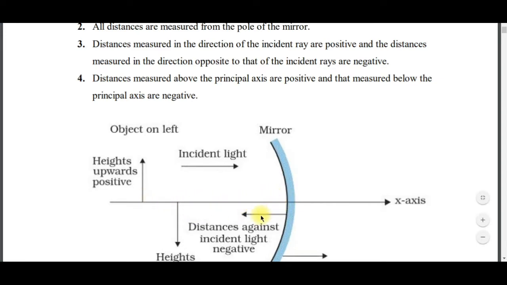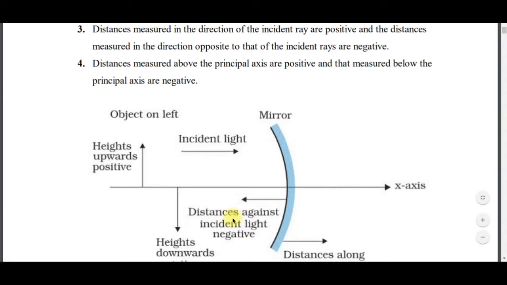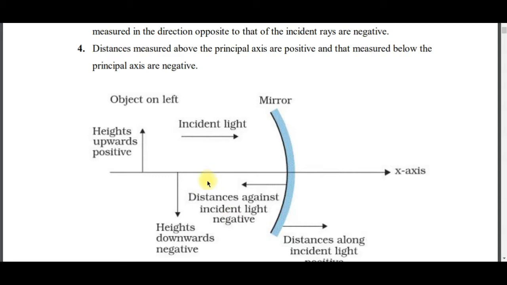The distances measured in the direction opposite to that of the incident ray, that is, if incident light is in this direction, then the direction against the incident light will be negative. And distances measured above the principal axis are positive. This is the principal axis, so the distances we measure above it will be positive, and the distances measured below the principal axis will be negative.